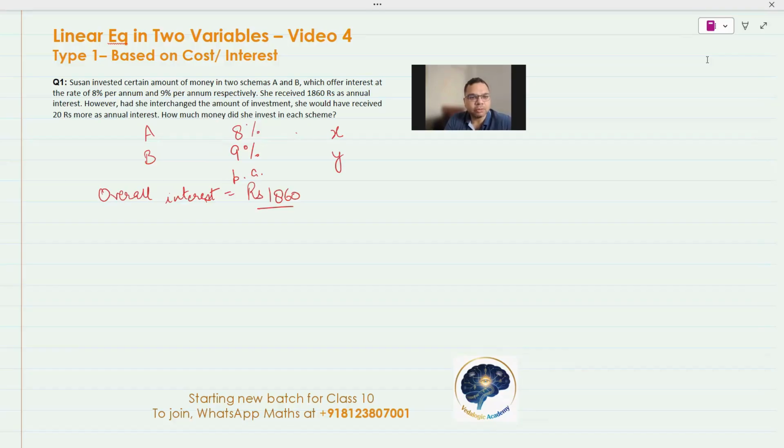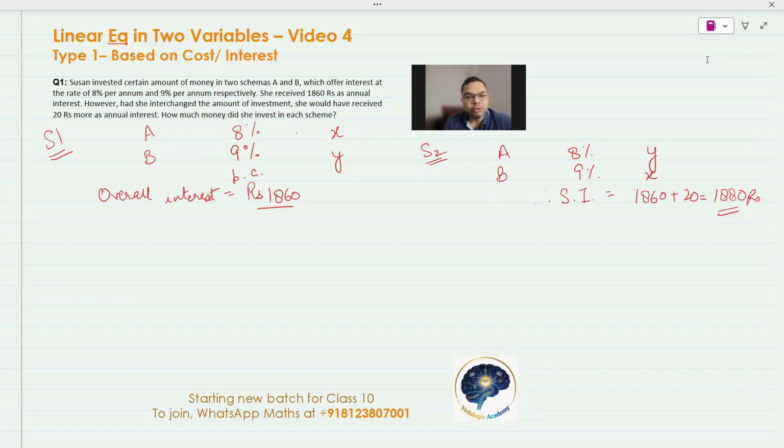Now coming to the second part of the question. However, had she interchanged the amount of investment, she would have received 20 rupees more as annual interest. So how much money did she invest in each scheme? This is scenario one. Scenario two, let me write it down here. In scenario two, again we have two schemes A and B. The rate of interest is the same for both of them, but the amount is interchanged now. Let me write the interest as well: SI is 1860 plus 20 rupees more, so it becomes 1880.